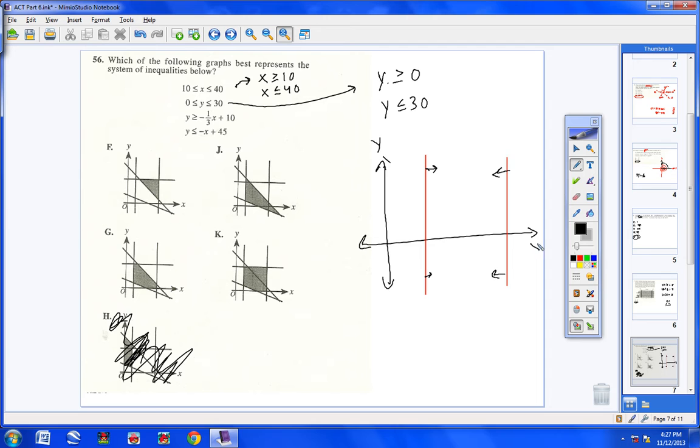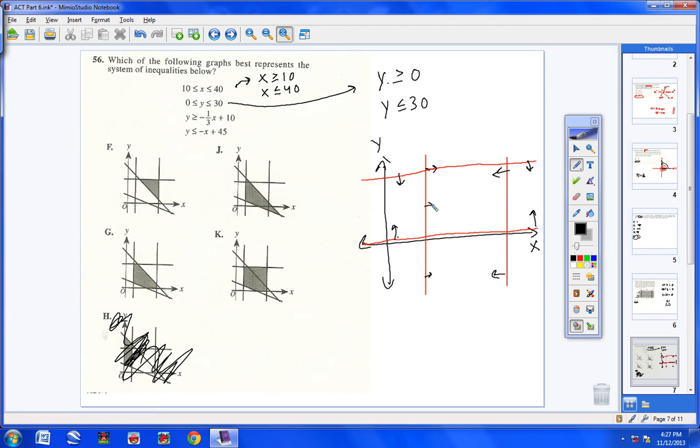Now, let's continue on. Look at your y's here. I know I'm going to have a line going through the y-axis at 0, like this, and a line going through the y-axis at 30, like this, and y is greater than 0, so I know I'm going to shade up this way, and I know I'm going to shade down this way. So far I know I should have somewhat of a box.